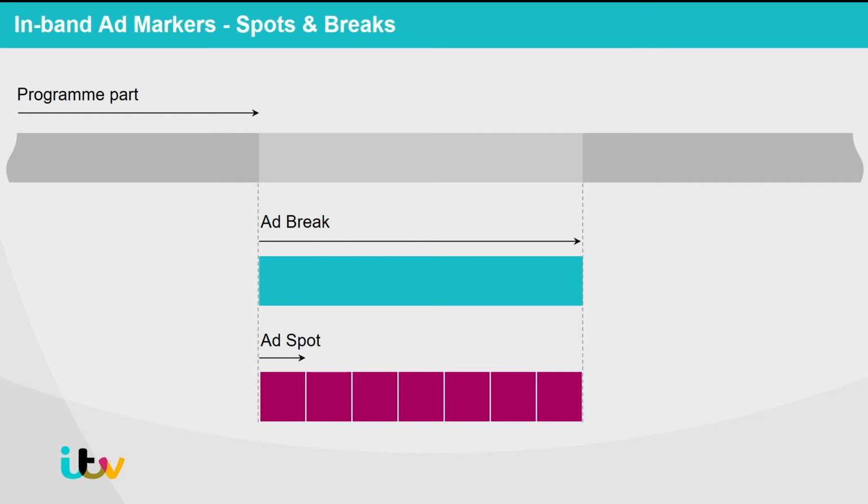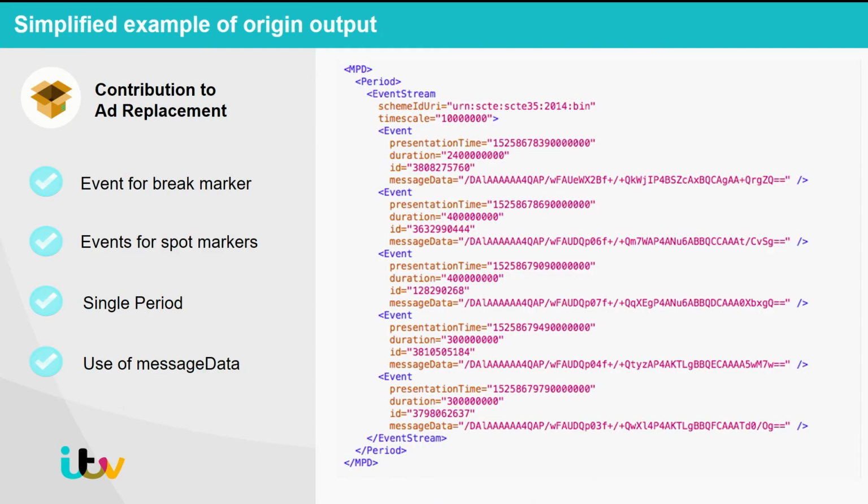But because we're carrying the same SCTE signaling as is going out to broadcast, our packaged stream has got markers for spots as well as the breaks. So that's created an interesting challenge for us in packaging. Let's take a closer look at that.